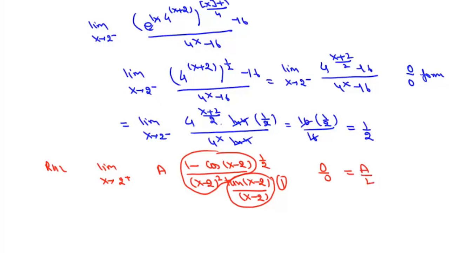Now since this function is continuous at x equal to 2, the left hand limit, which is 1 by 2, must be equal to its right hand limit, and it must be equal to its function value at 2. So here the value of a is 1 and the value of f(2) must be 1 by 2.